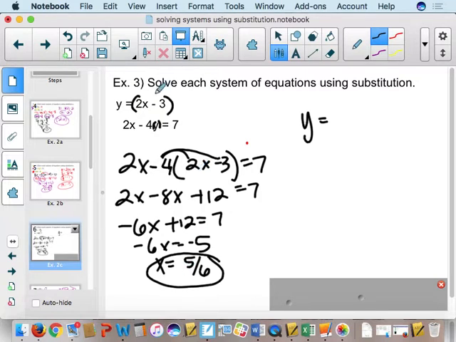So you're going to take that x, you're going to plug it in. We're using this top equation. 2 times 5/6 minus 3. Now, if you're using the graphing calculator, you definitely want to do 2, open parenthesis, 5 divided by 6, close parenthesis, minus 3.